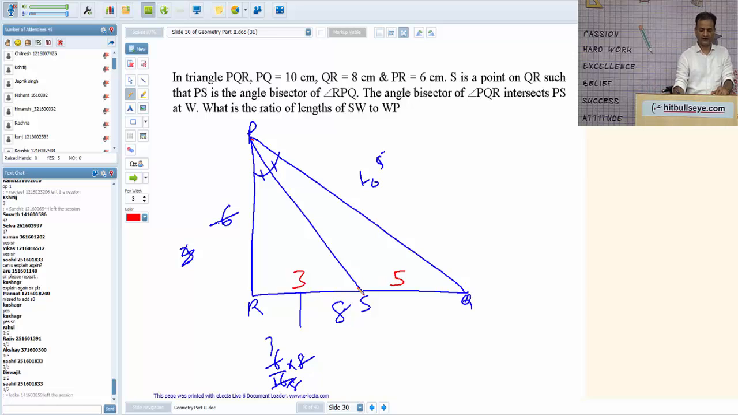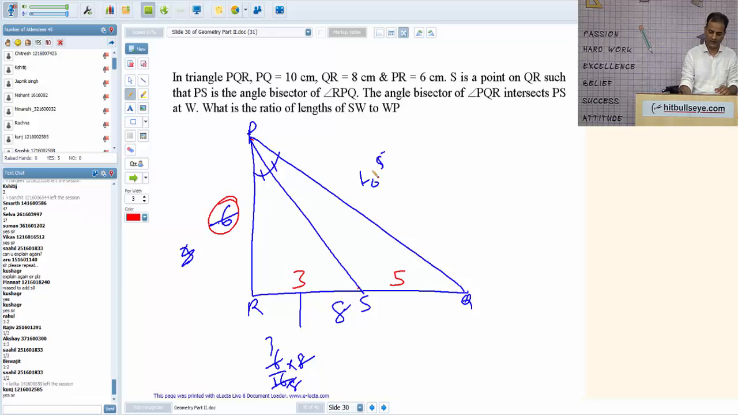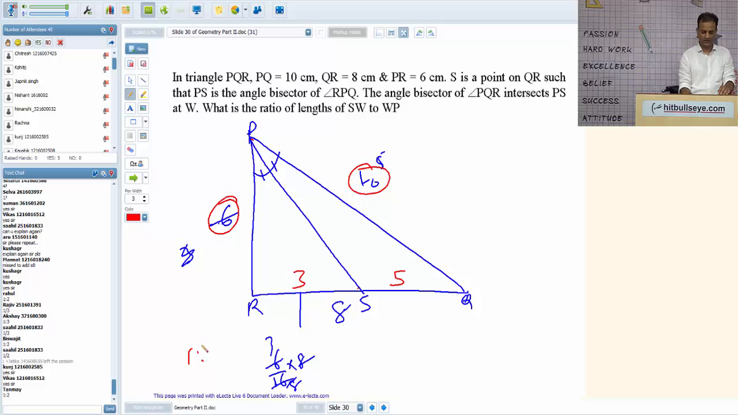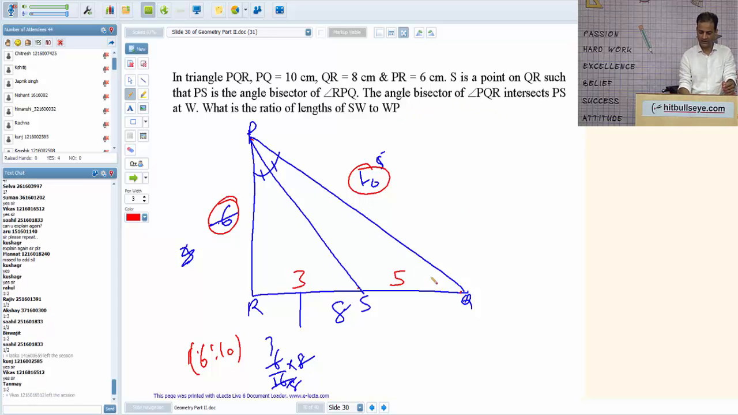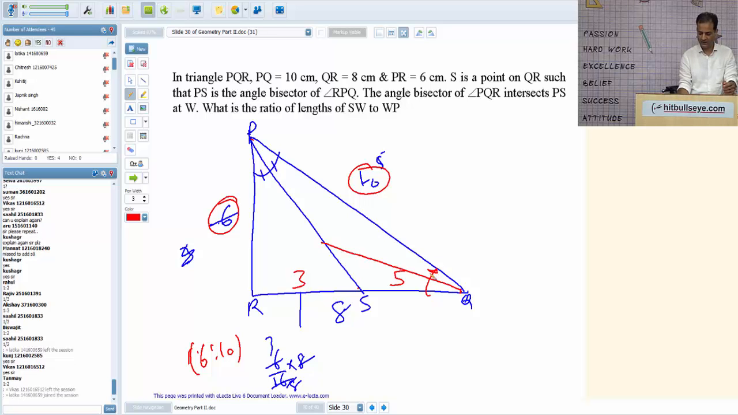If PS is the angle bisector, it divides the base in the ratio of their respective sides, 6:10. 6:10 means 6 by 16 into 8. Now after that, the angle bisector of angle PQR intersects PS at W. Here it is W.